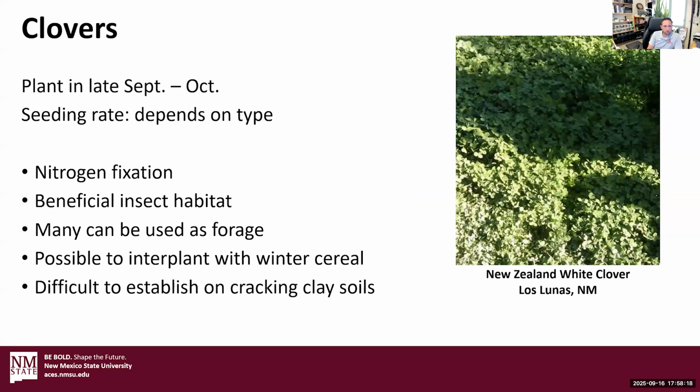The next one is clover. You want to plant this in late September to early October. Really, the seeding rate depends on the type because there's so many different types of clover. Again, just sort of look at that seed packet. This is great for nitrogen fixation. It does provide a nice beneficial insect habitat. Many of the clovers can be used as forage, and it can be difficult to establish on those really clay cracking soils. And so this one, if you do have that clay soil, that really hard pan soil, maybe clover is not the correct selection for you.